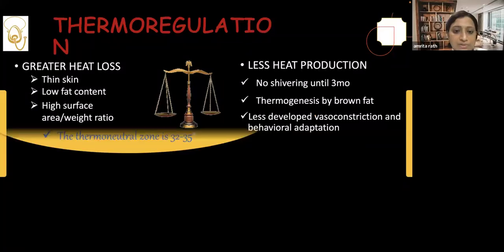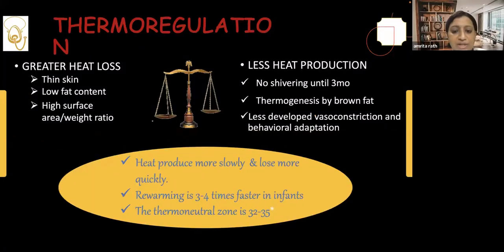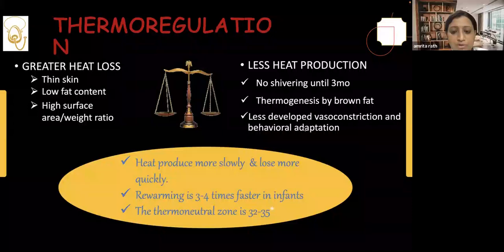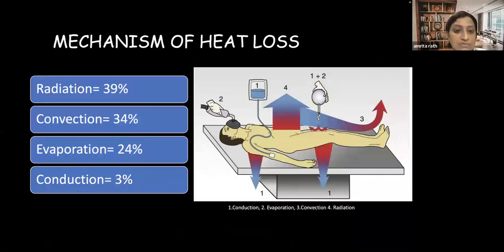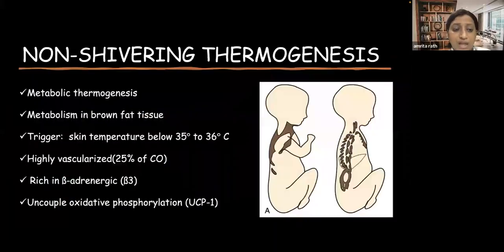So this slide we have already mentioned. Heat production overall goes more slowly and heat is lost more quickly. The thermoneutral zone is around 32 to 35 degrees in children. Another question they will ask you: what is the most common mechanism of heat loss? Most people answer conduction. It is radiation which accounts for around 39% of the heat loss, followed by convection, then evaporation, and last is conduction. And these are the sites of non-shivering thermogenesis.